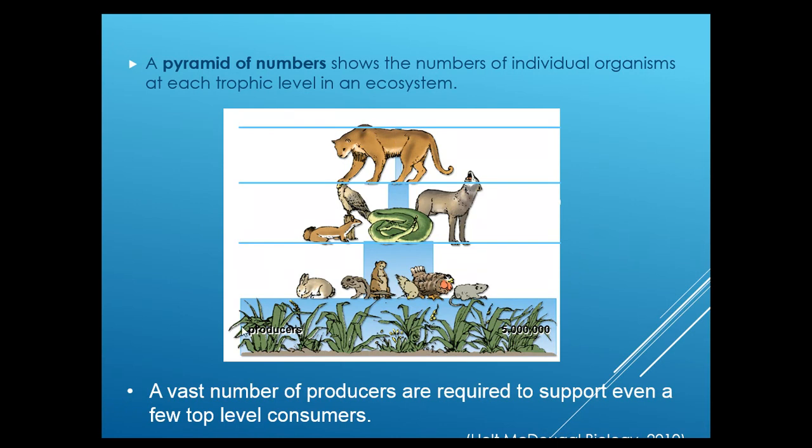So it's important that the number of producers is maintained within an ecosystem so that it will allow all of those other consumers within that ecosystem to survive. It gives them a food source.